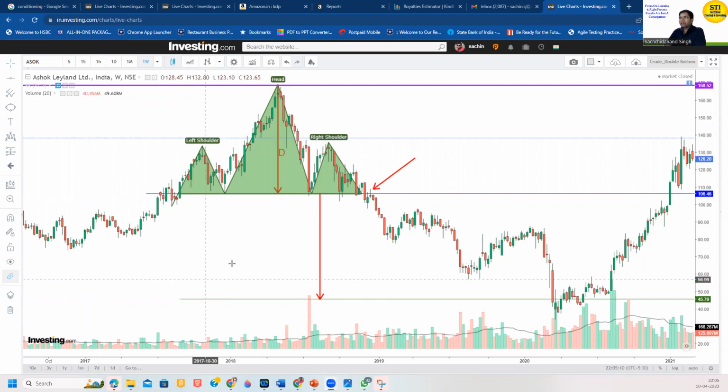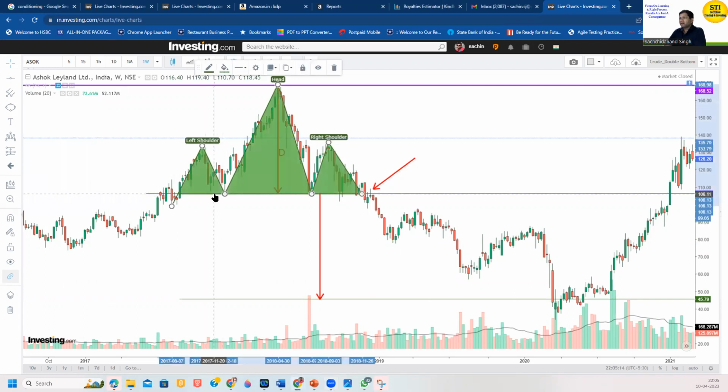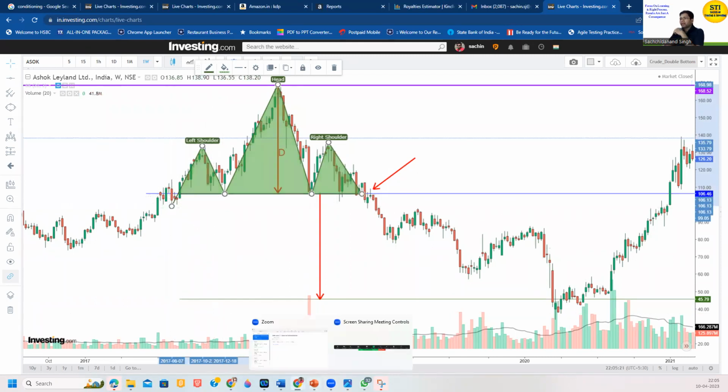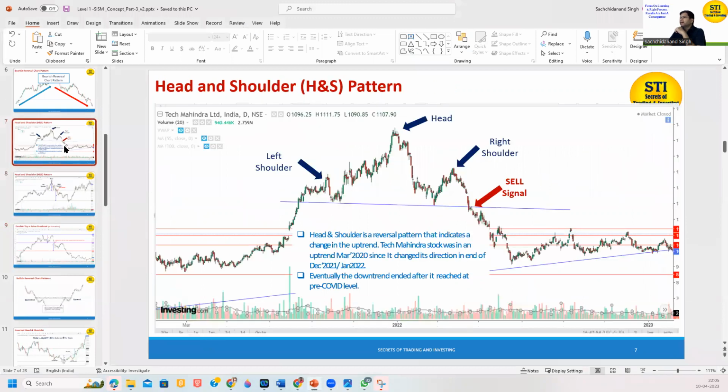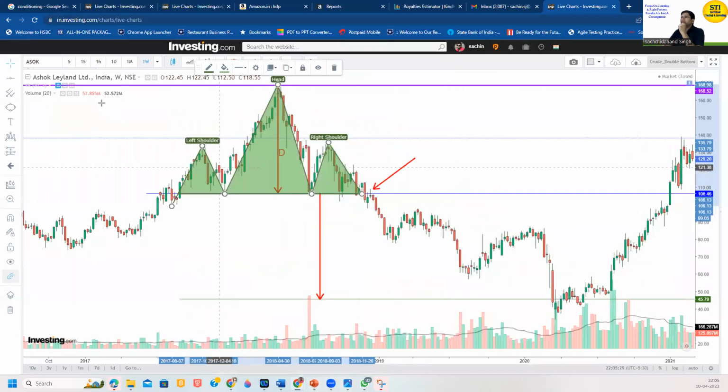Second disclaimer about this one, this neckline may not always be horizontal. Okay. It may sometimes be tilted also. So maybe I'll show you some other example where this neckline is tilted. Maybe a recent example of Tech Mahindra I can show you.